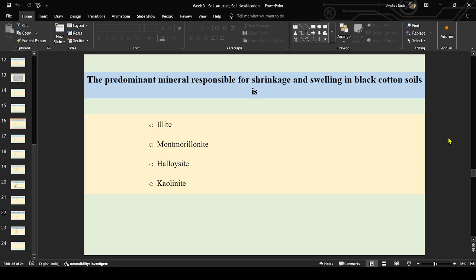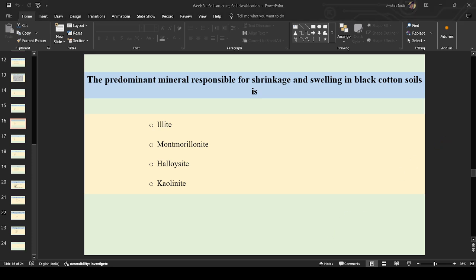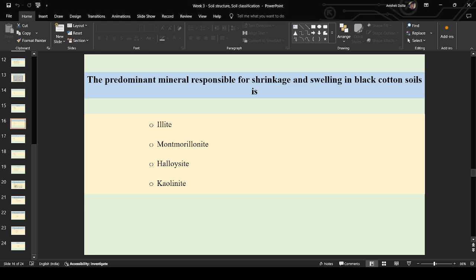I repeat the question. The predominant mineral responsible for shrinkage and swelling in black cotton soils is. Your options are illite, montmorillonite, halloysite, or kaolinite. I hope the question was clear. I'll go to the next question.